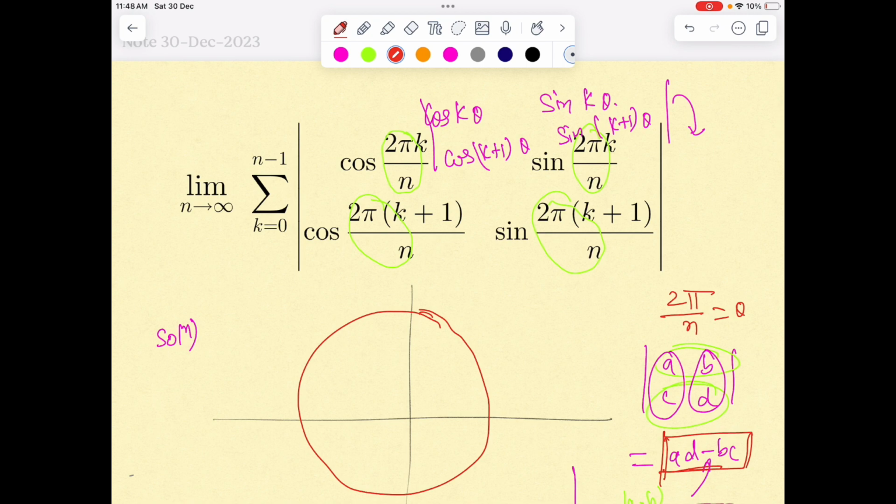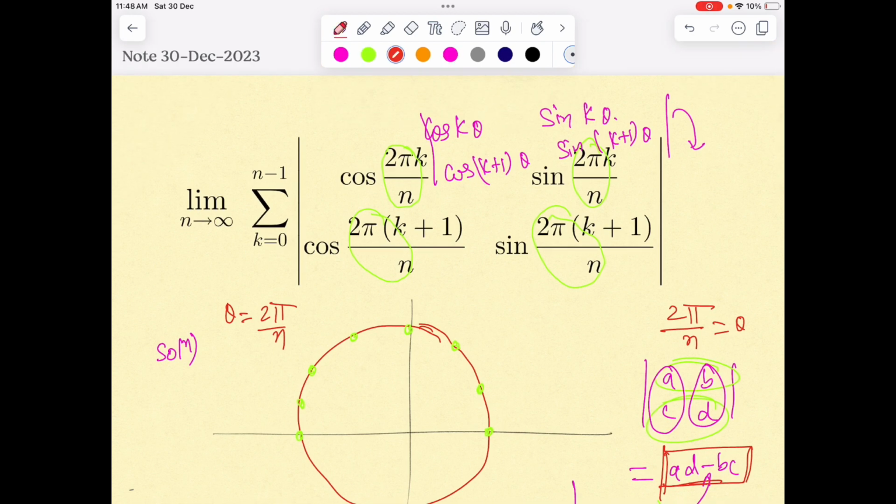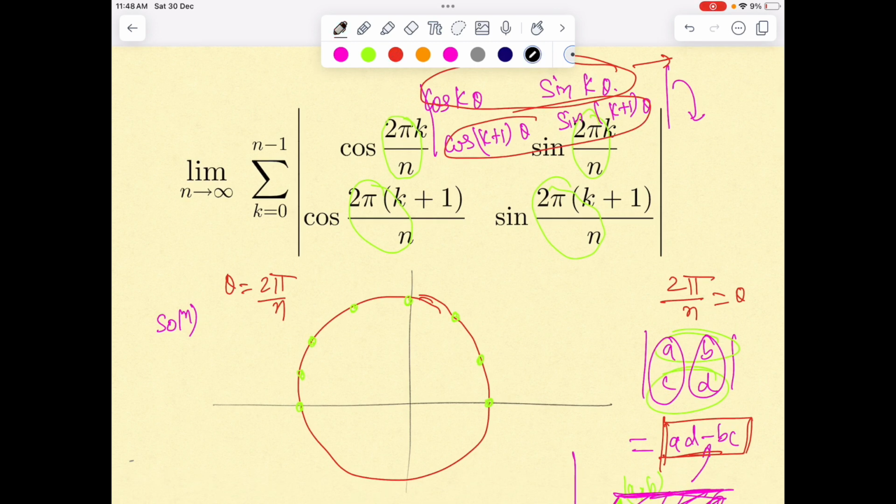Okay, so we are going to use this special idea. Let's say theta equals 2 pi by n. By definition, it means we are dividing this circle into n equal chunks, n equal parts. Now what is the significance of this determinant geometrically? It represents the area of a parallelogram having cos k theta, sin k theta as one vector, and cos k plus 1 theta, sin k plus 1 theta as another vector. So let's try to plot this.